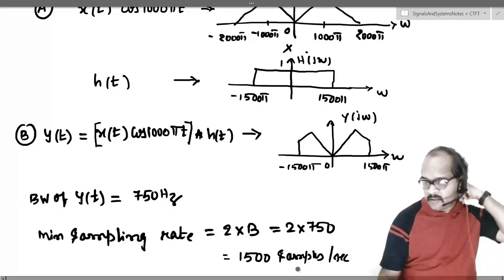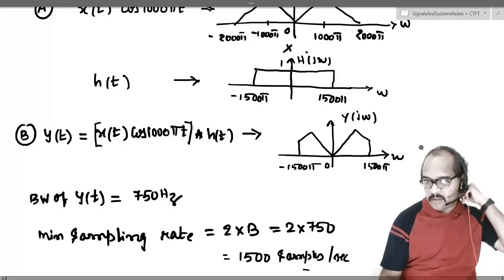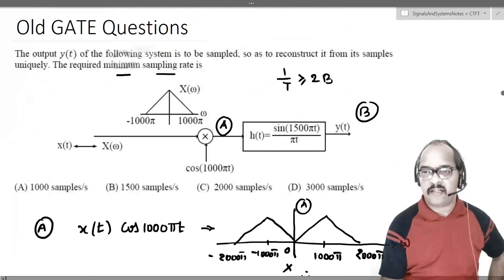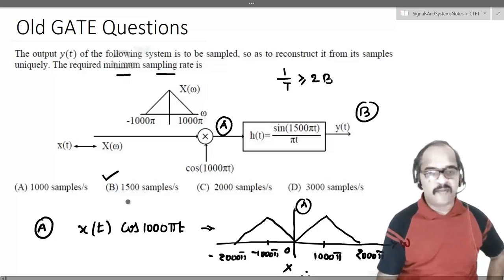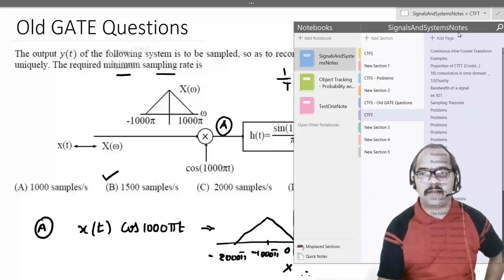Luckily, the units we have mentioned are the same units they have given. So what is the answer? 1500 samples per second. So choice B is the correct answer.